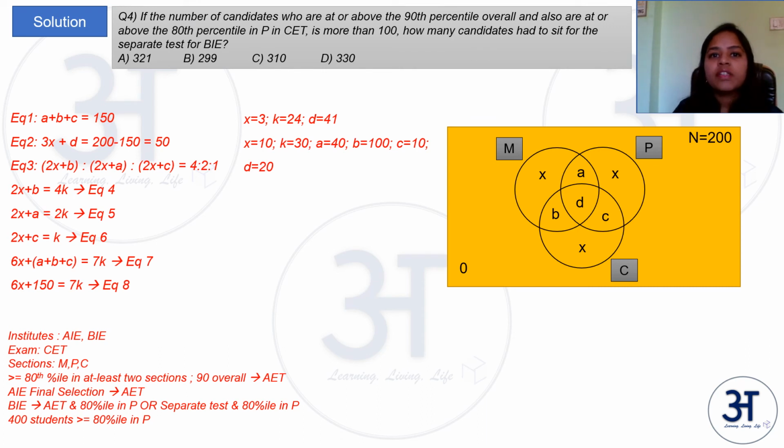If the number of candidates who are at or above 90th percentile overall and also at or above 80th percentile in P in CET is more than 100. So essentially they're talking about this set. So N of P, so far as this 90th percentile set is concerned, should be greater than 100. So in this condition, how many candidates had to sit for the separate test for BIE?